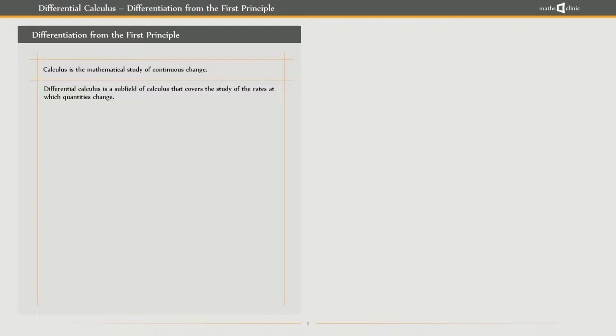When you say the rates at which quantities change, the first thing that should come to mind should be gradients, because gradients pretty much express the rate at which quantities change. For example, if you have a graph like this, you'd have s on the y-axis representing distance, and t on the horizontal axis representing time. I never understood why we represent distance with s, but basically that's the norm.